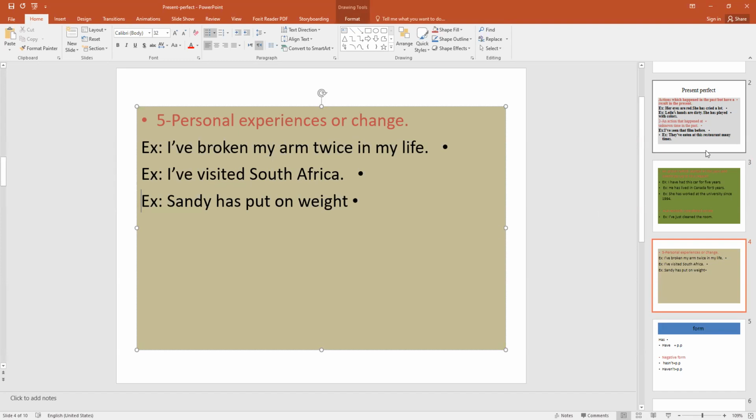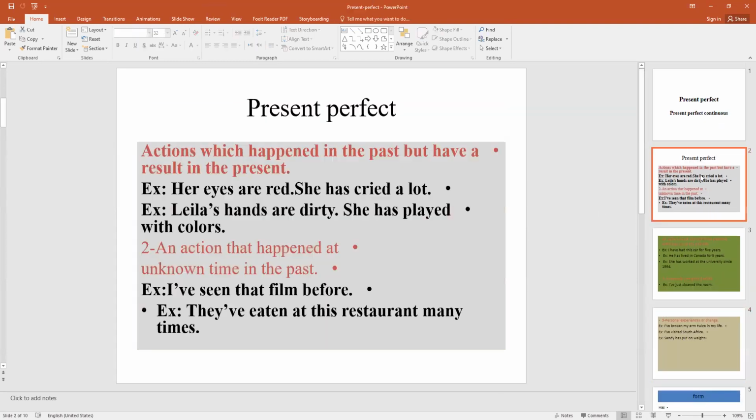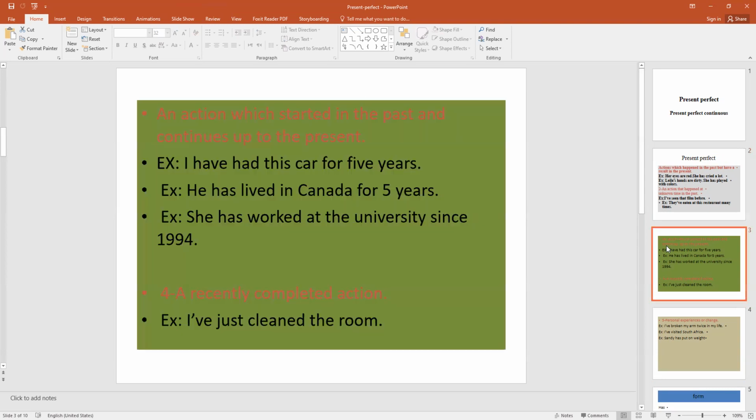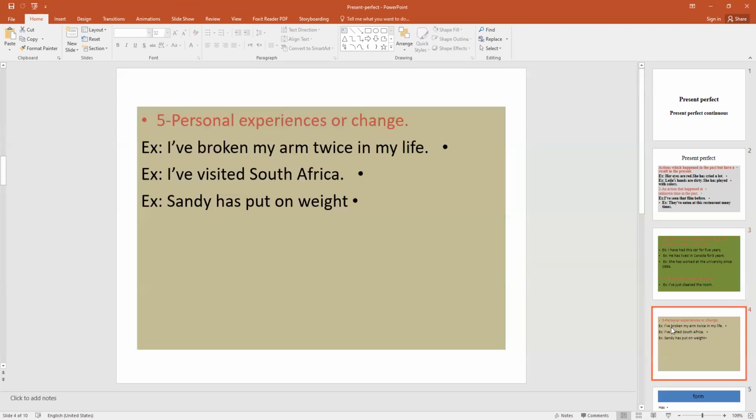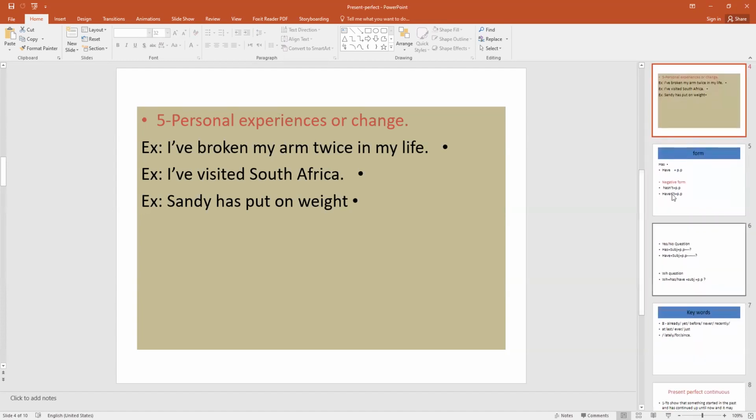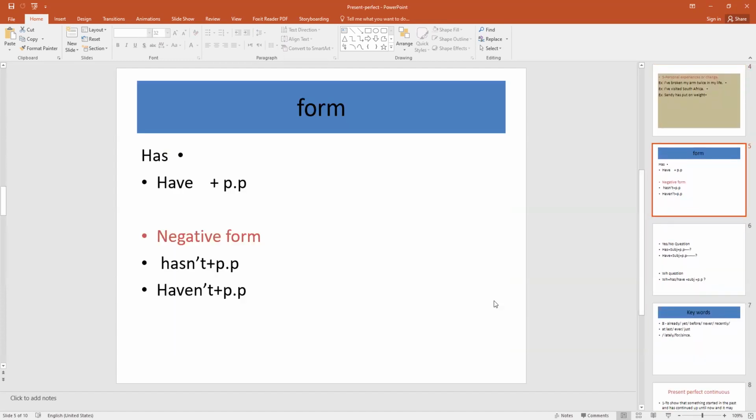These were the 5 usages of present perfect. Let's say them again. Number 1, actions which happened in the past but have a result in the present. 2, an action that happened at an unknown time in the past. 3, an action which started in the past and continues up to the present. 4, a recently completed action. 5, personal experiences or change. Let's move to that part.